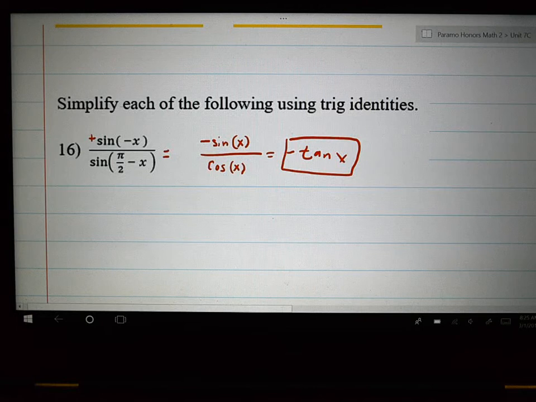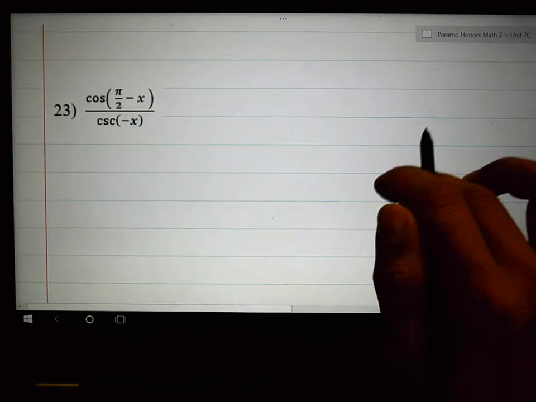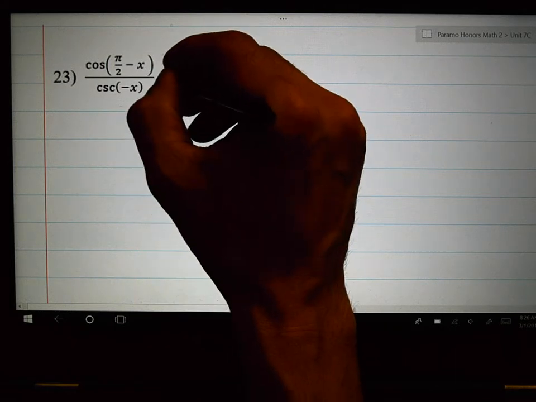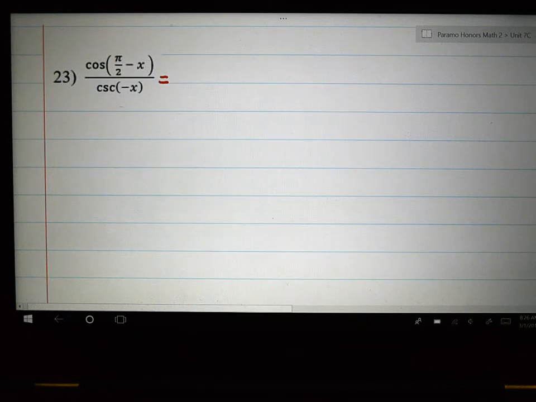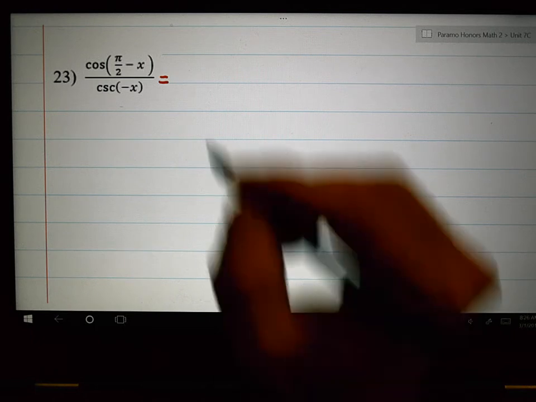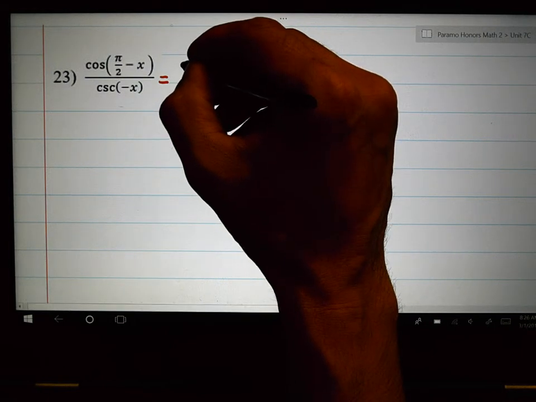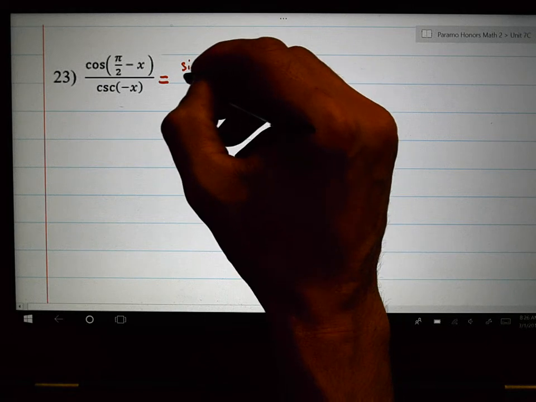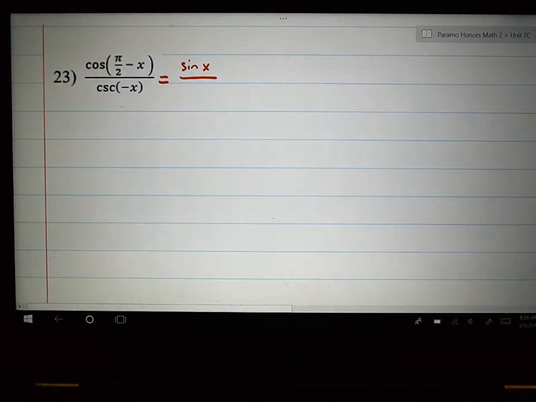They're not that hard. You just have to know those other minor identities. Last example. 23. We have a cofunction identity for the numerator. If you know what that is going to be equal to, tell the person you're sitting next to. Just for the numerator. If you said sine of x, you are absolutely correct.